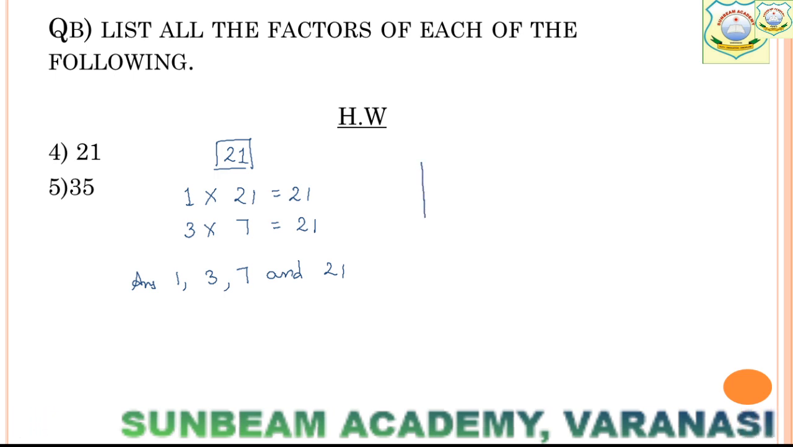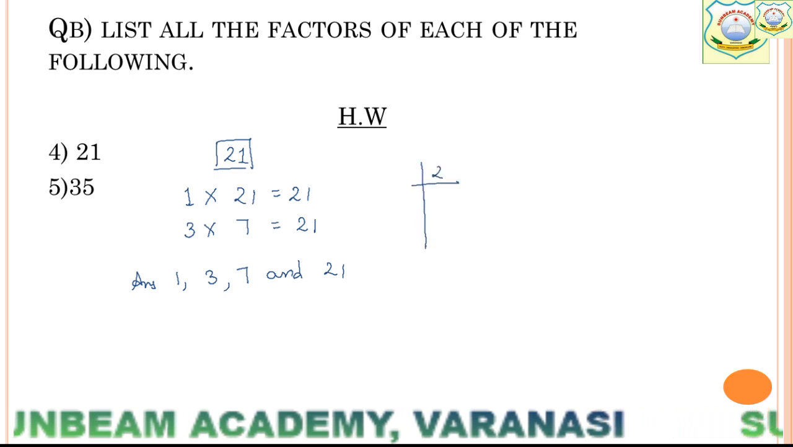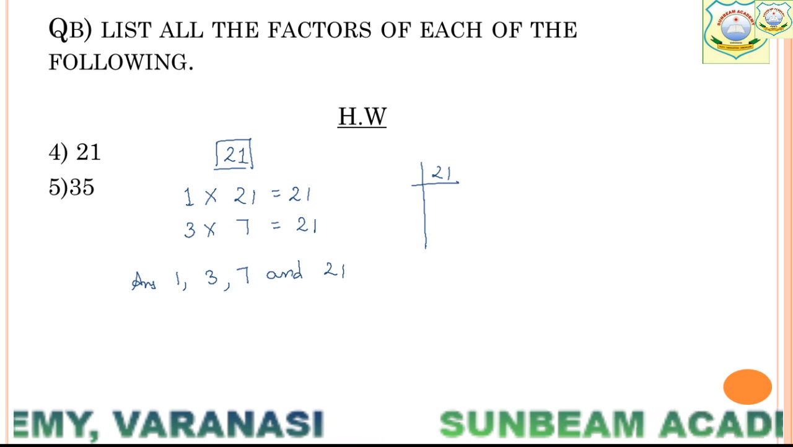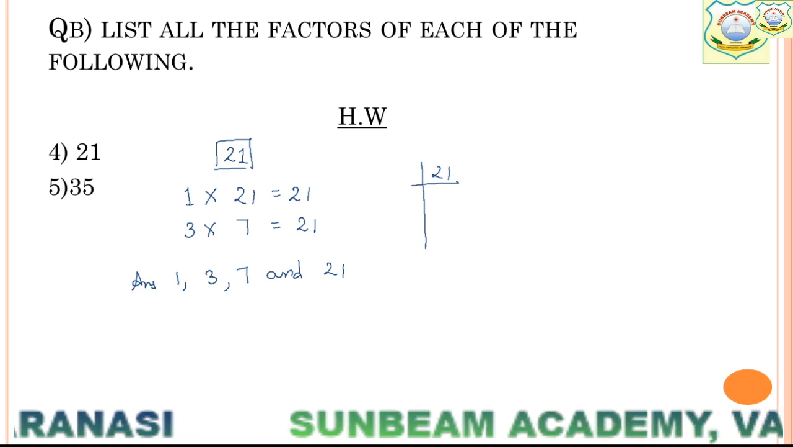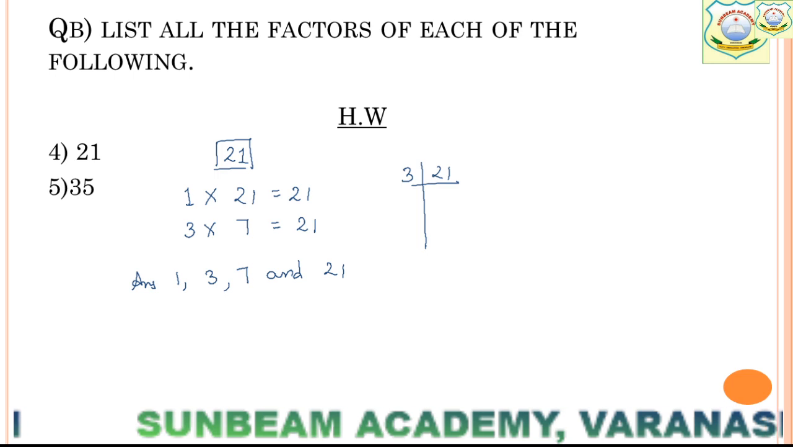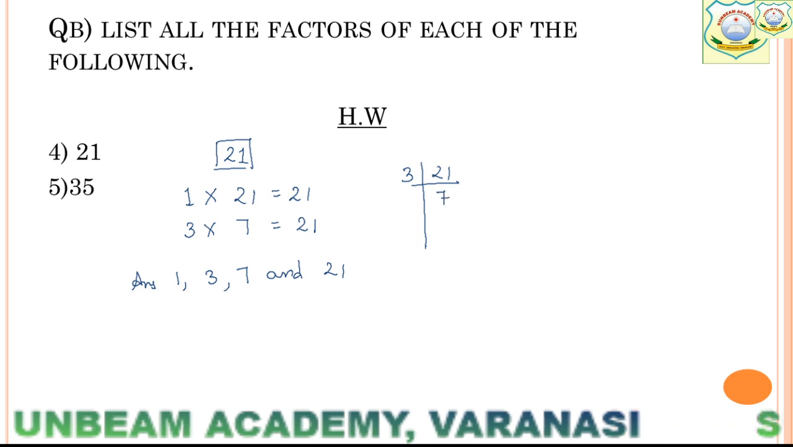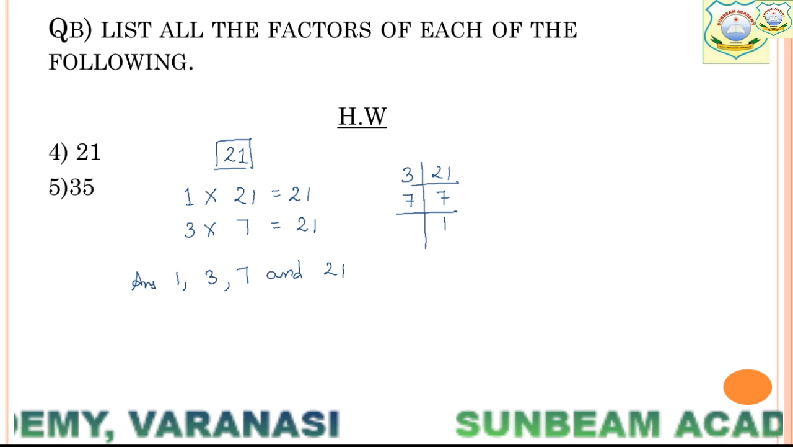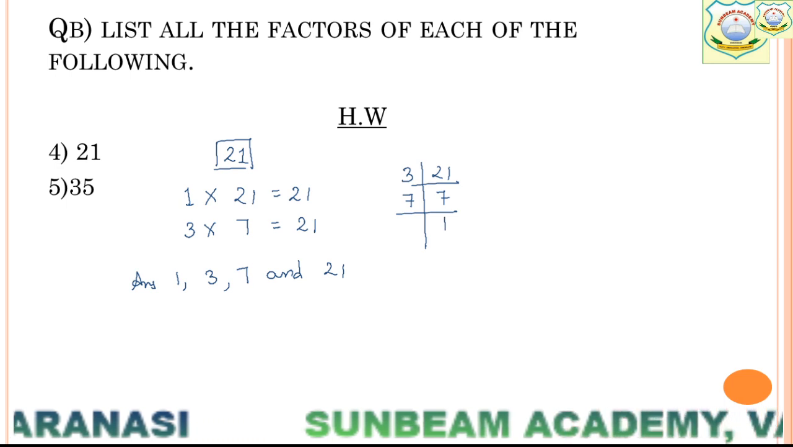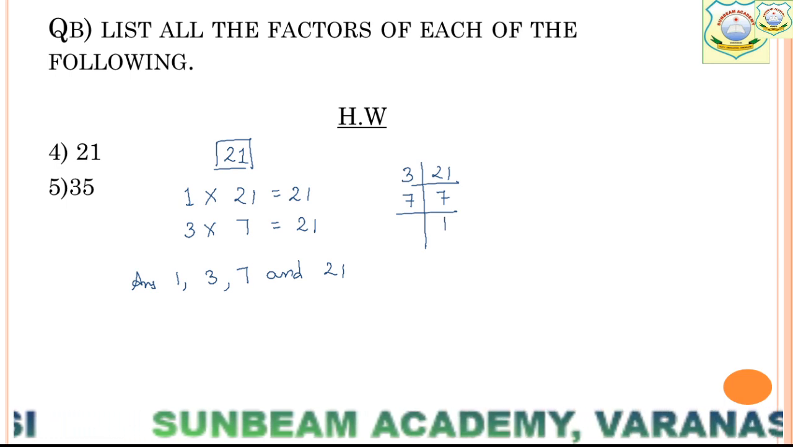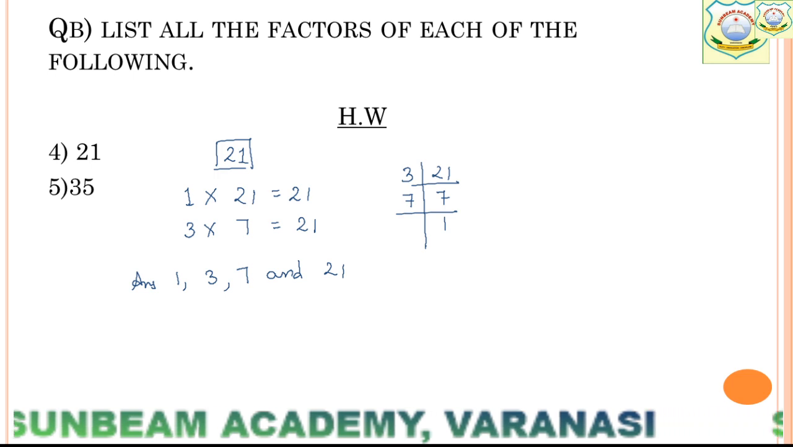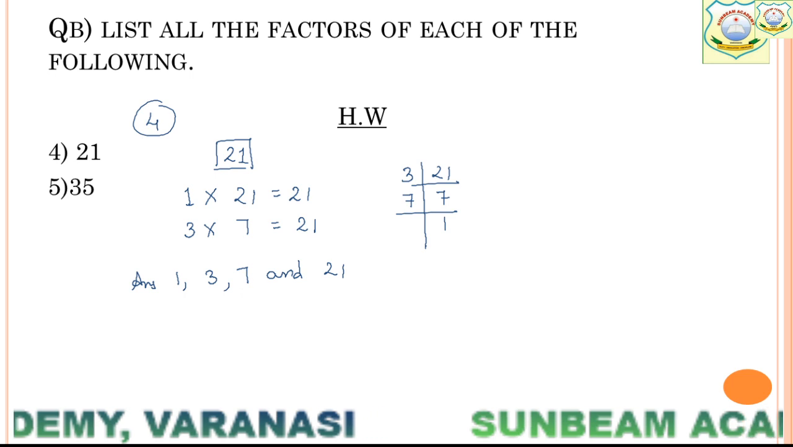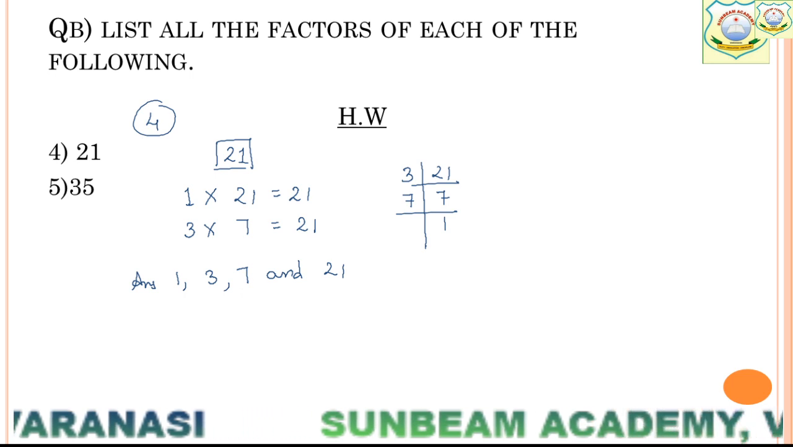prime factorization method, so let's do that. It is not divisible by 2, so we will start with 3. 3 7s are 21. So now again it will go with 7 times. So we got the answer, right? Here 1, 3, 7 and 21. Okay, so this was question number 4. I hope that you have done it correctly.